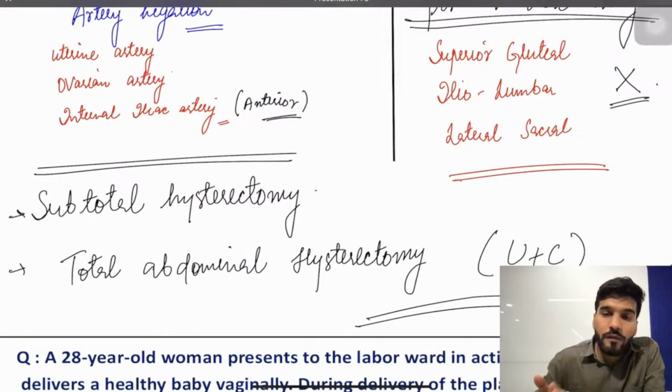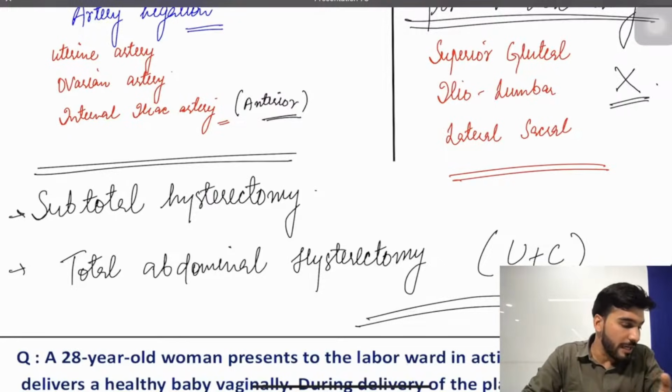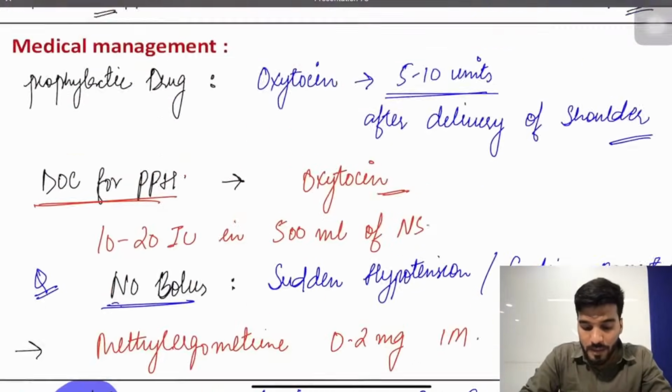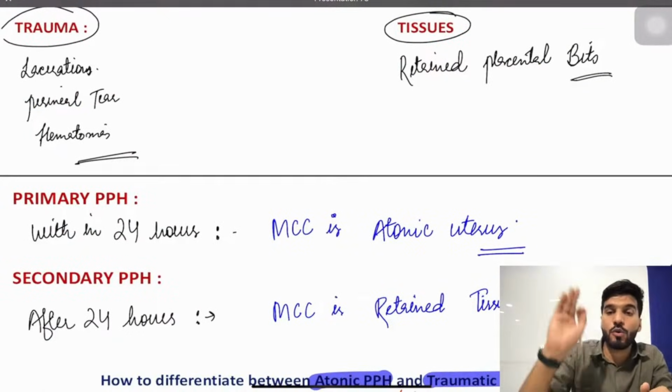Or if there is something wrong with the clotting factors, thrombin deficiency, that will also cause a postpartum hemorrhage. Okay, now types of postpartum hemorrhage, we have 2 types. What are the 2 types? The primary and secondary. Question was asked, which of the following is the most common cause of secondary postpartum hemorrhage?